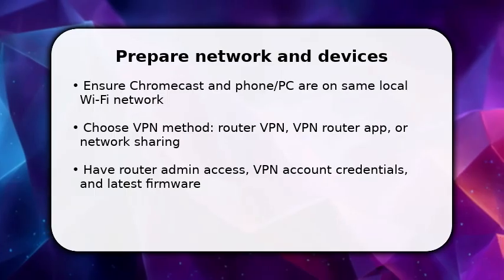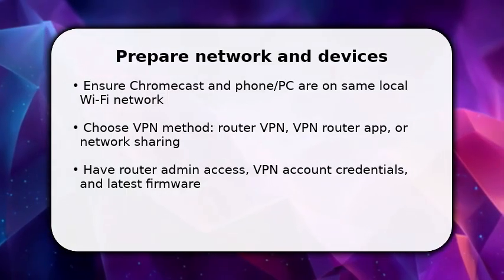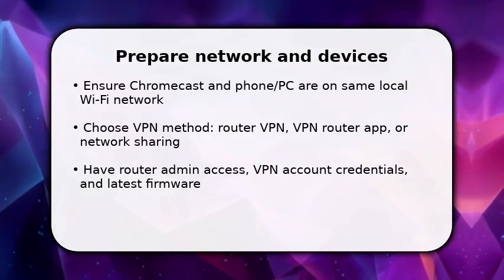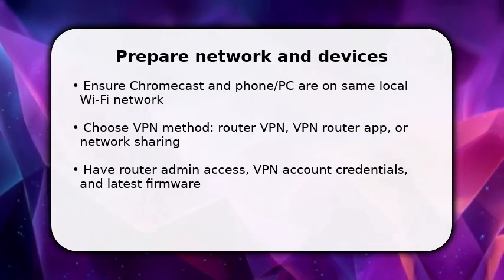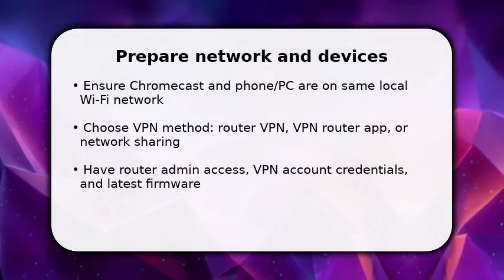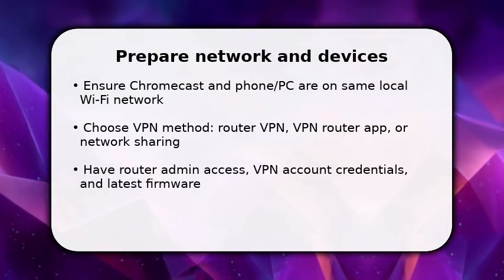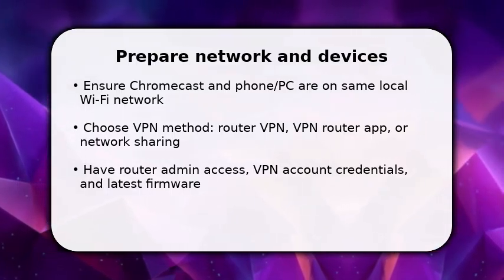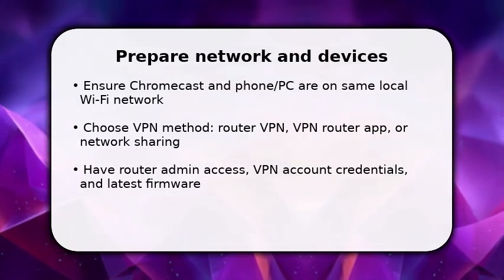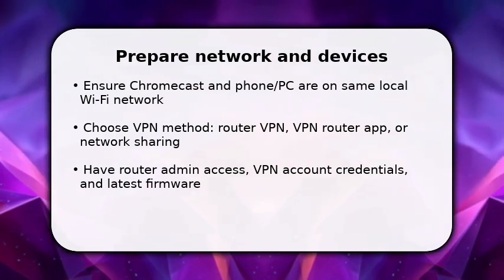You'll start by getting the essentials ready. Confirm your Chromecast and controlling device are on the same Wi-Fi network, and gather router admin credentials and your VPN login. Decide the method. Install VPN directly on a compatible router, use a separate VPN-capable router as a gateway, or share a VPN connection from your PC or Mac. Once chosen, download the router VPN config or prepare the device that will share its VPN. Now log into the router or tethering device to begin configuration.